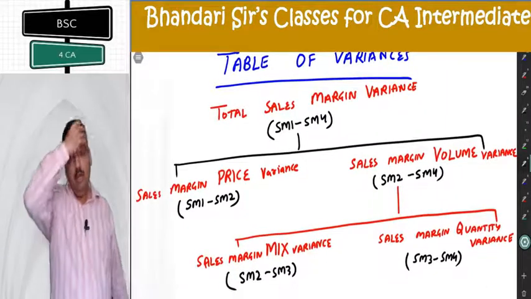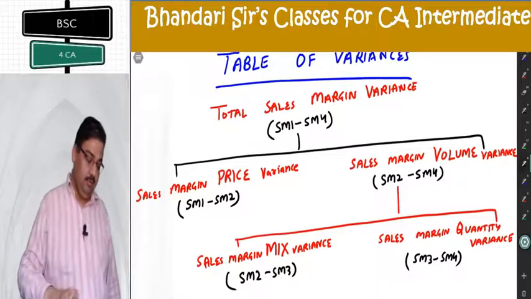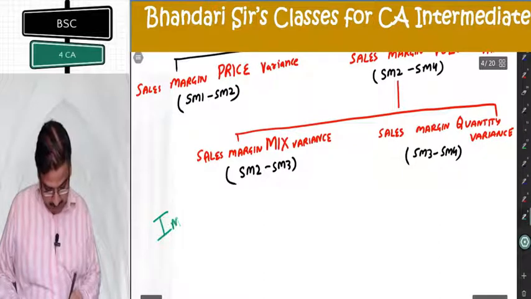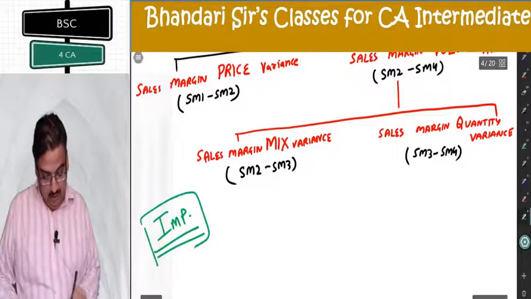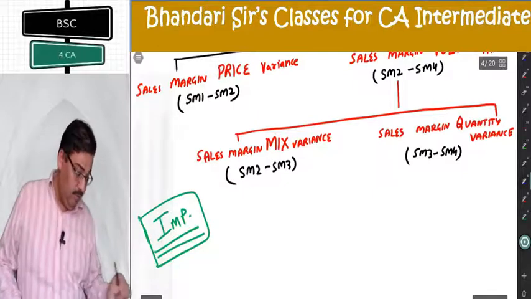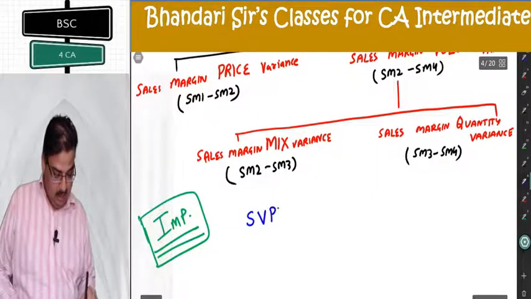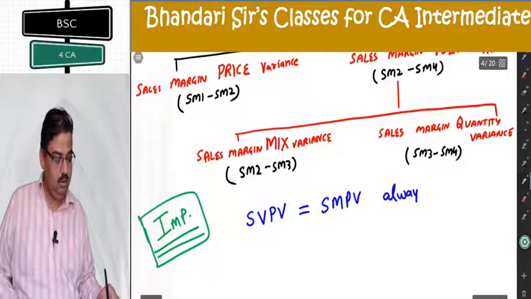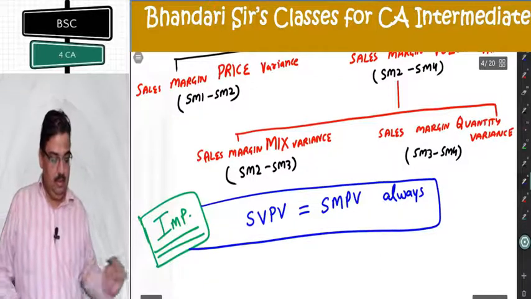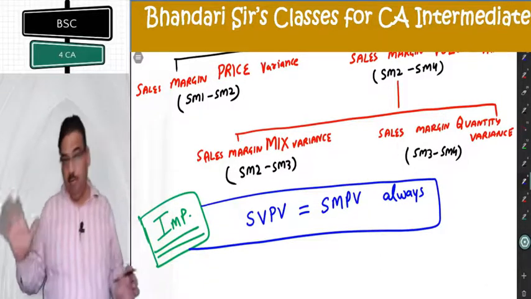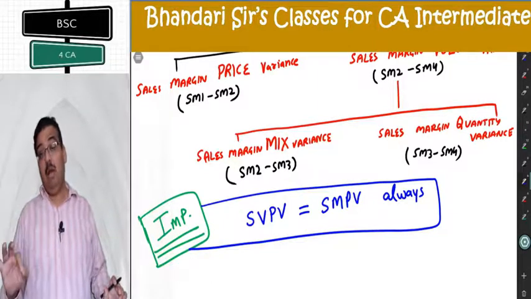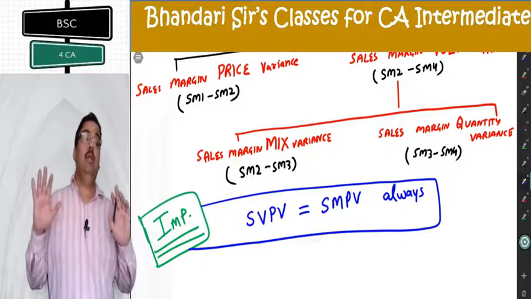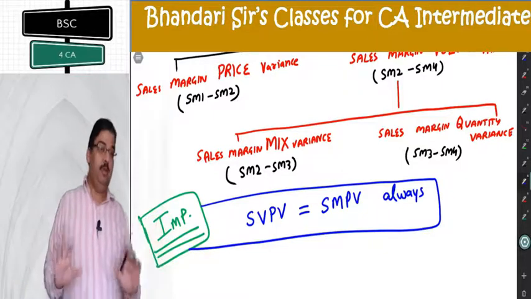This is the table and you can check it is quite similar to what you have done under the category of value variances. Only the word margin is coming. So one important point to remember. I can prove it also, but remember always, SVPV is equal to SMPV always. You can certainly prove it mathematically also. Price variance under value category and margin category is always the same. All other variances will be different, but this is a self check.